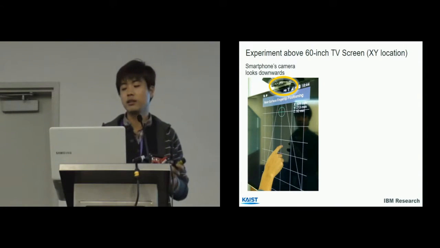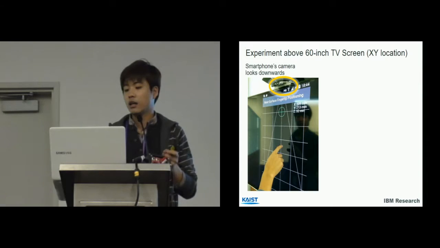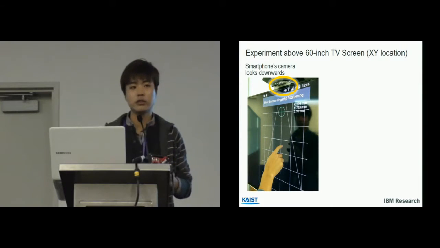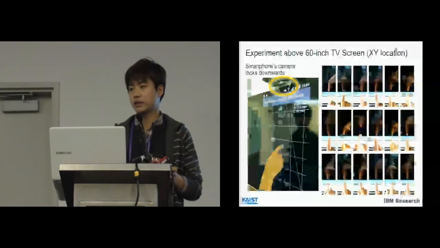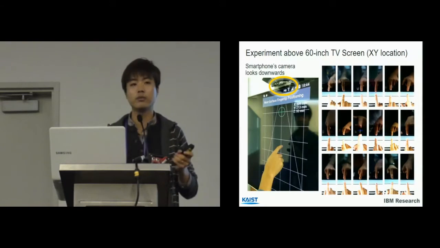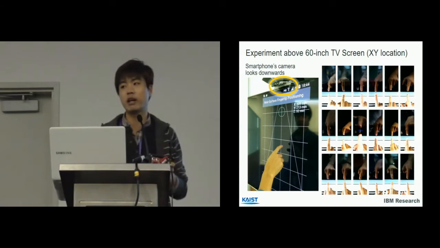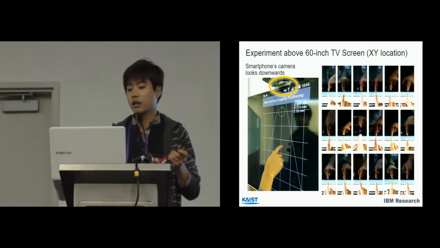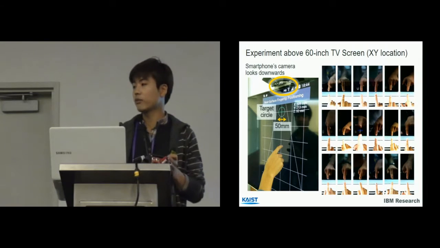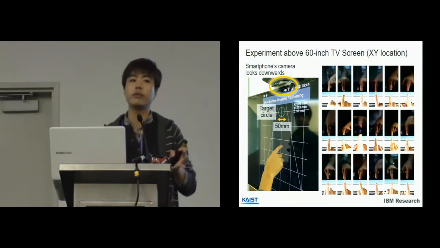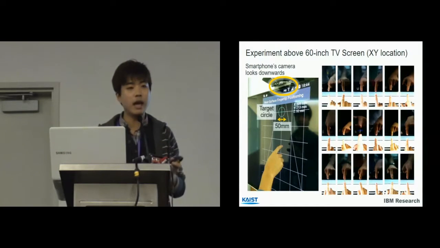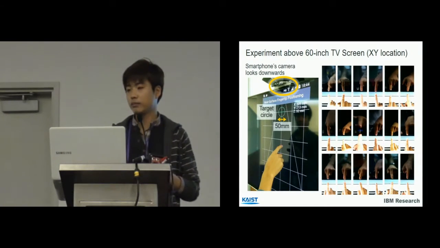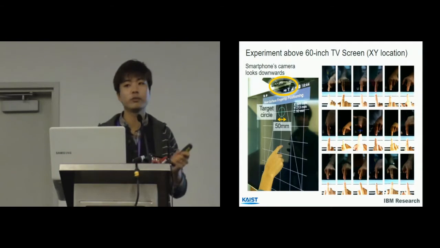We evaluated the accuracy of SymmetriSense above a 60-inch TV screen. For the experiment, we recruited 18 participants of mixed ethnic groups, ages, and left- and right-handed people. Each participant pinpoints the center of a target circle, whose size was 50 millimeters, on the TV screen. We measured the error distance in the XY plane between the center of the target circle and the XY coordinates from SymmetriSense.